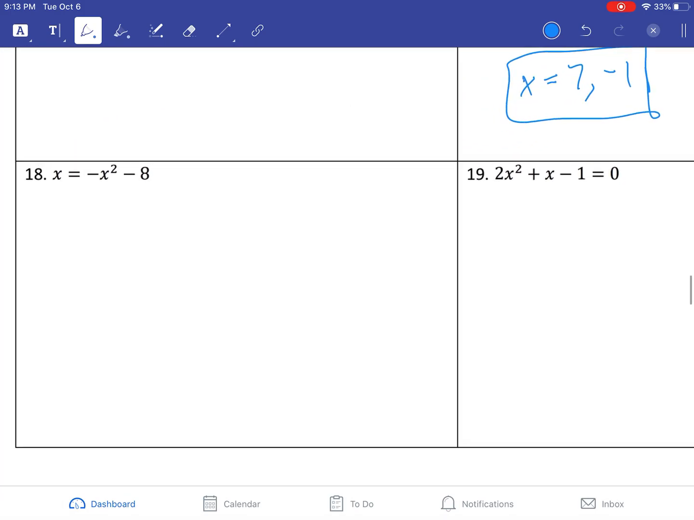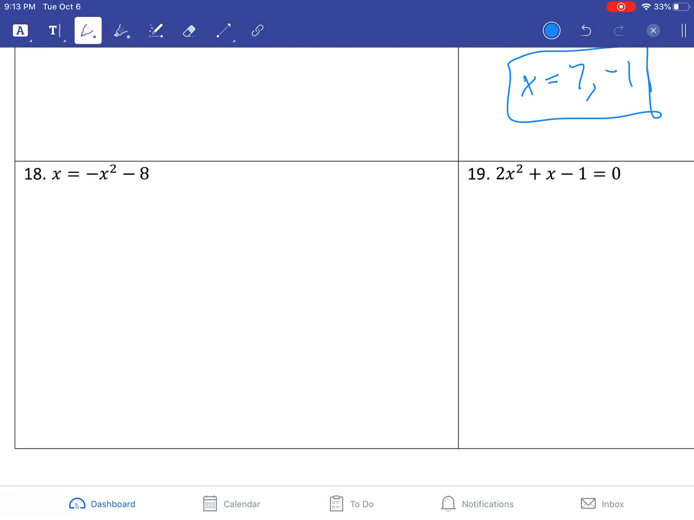Moving on to 18. Okay, again, it might look easier to just subtract the x to the right, but I don't want my x squared terms to have a negative in front of them, so I'm going to actually add x squared to the left and add 8. We'll get x squared plus x plus 8 equals 0.